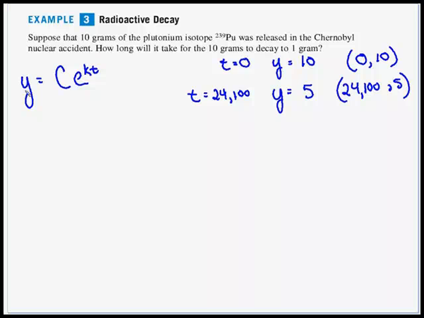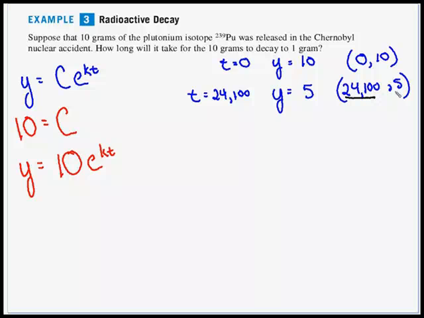Okay, we're going to start with this equation and our first, time 0, initial condition. So at time 0, our y value is 10, and that becomes C e raised to the 0 times anything, which is 0, so this is e to the 0 power. E to the 0 is 1, so that just becomes C is equal to 10. And we plug that into our formula: y equals 10 e to the kt. Now we use our second initial condition.